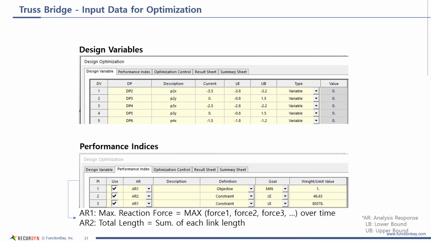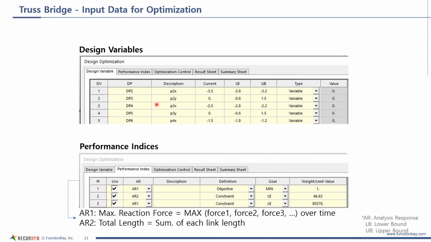This page shows how the variables and performance indices were input. dp2 is x point of P2 and dp3 is y point of P2. LB means lower bound and UB means upper bound. Since they can be changed, the type is set to variable.